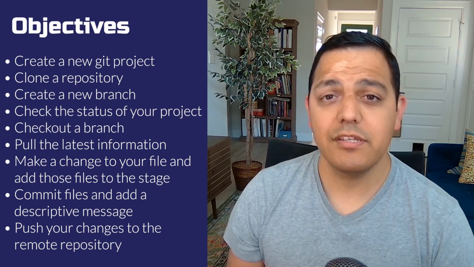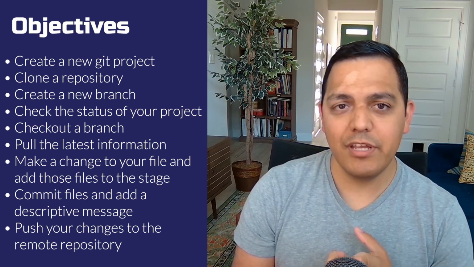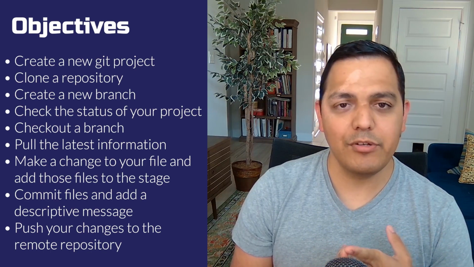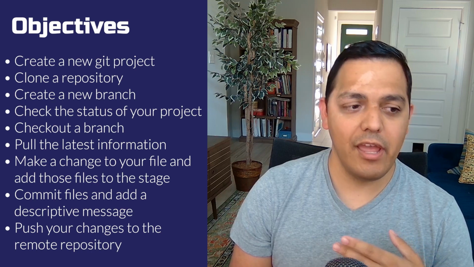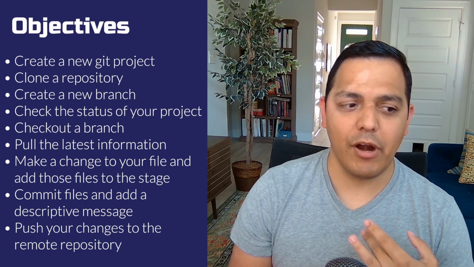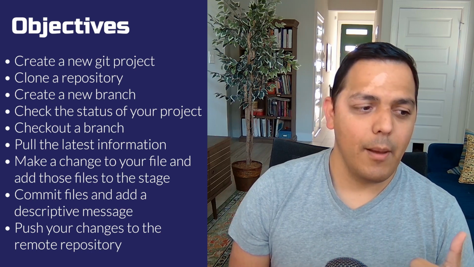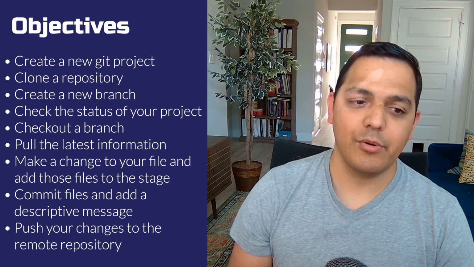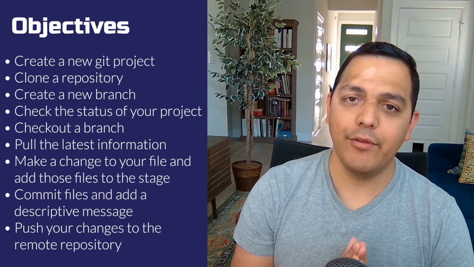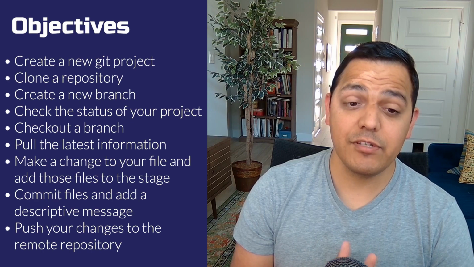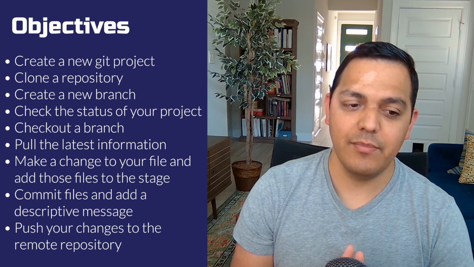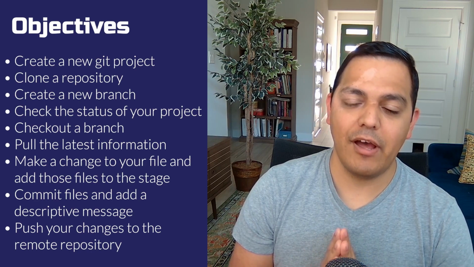So in this video, we're going to create a new Git project. We're going to clone a repo to your local environment. We're going to create a new branch, check the status of your project, check out a branch, pull the latest information from your repository, make a change to your file and add those files to the stage, commit those files and add a descriptive message to the commit, and push your changes to your remote repository.